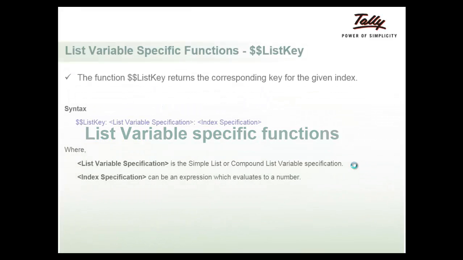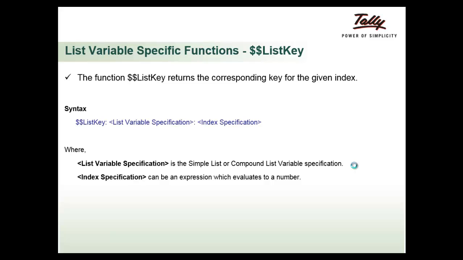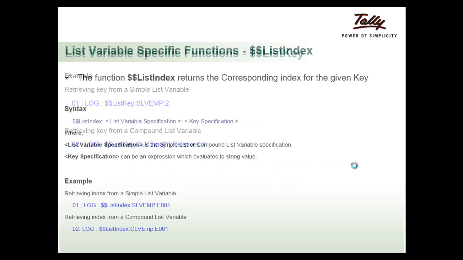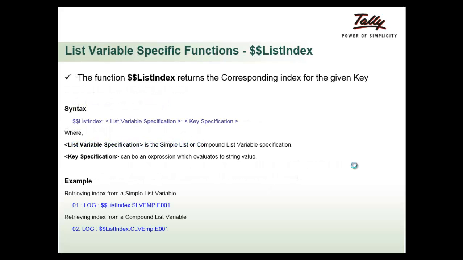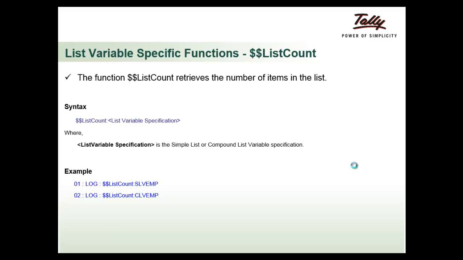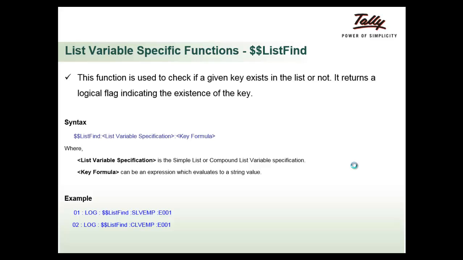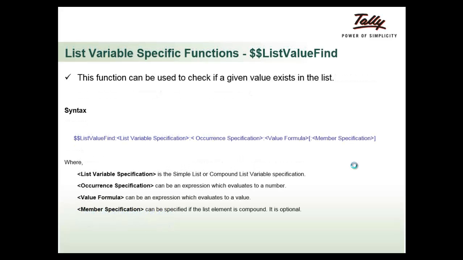And then we went to list variable specific functions. We started with list key, where you can find the key of a specific element with the index. Then we went to list index, where you can find the index of a specific key of an element of the list variable. We went to list count, which gives the number of elements present in the list variable. Then list find, with the help of which you can find out if a specific key exists in the list variable or not. And then list value find, where you can check if a certain value is present in the list variable or not.